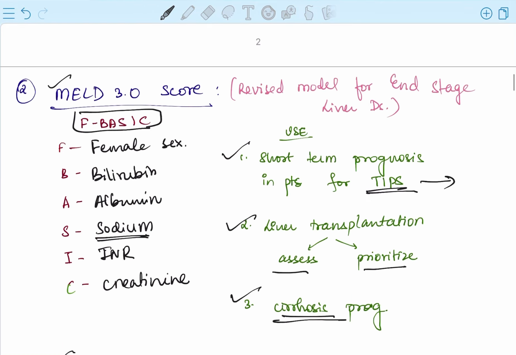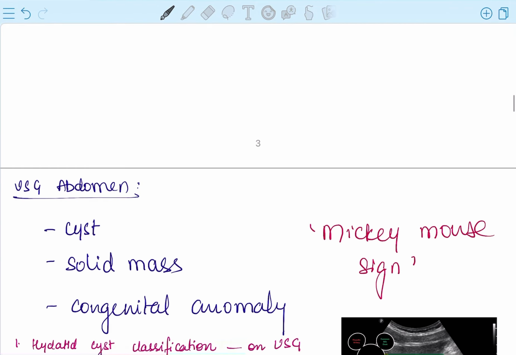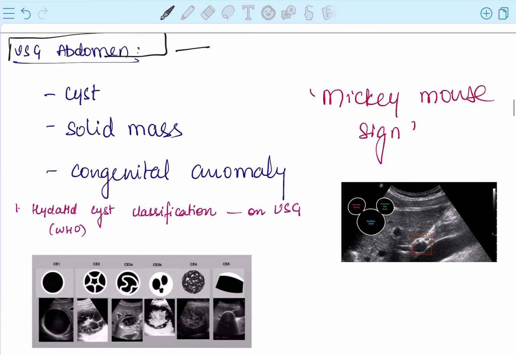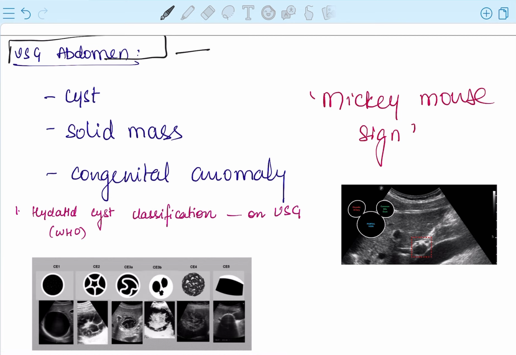Now we are going to move further to the imaging modalities. So under imaging modalities, we are going to see the ultrasound abdomen. Okay, so this is the easiest, cheapest and fastest way to assess any anatomical abnormalities in the abdomen. What all you can see, you can find cyst, there can be solid mass, there can be congenital anomalies, and you can see the vascular arrangement also.